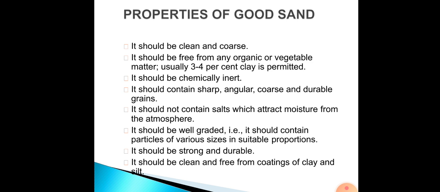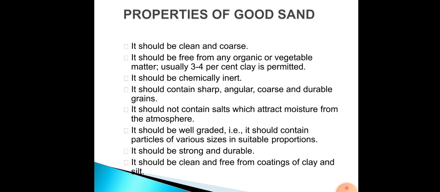Now coming to the properties of good sand. The sand used for construction should be clean and coarse, and must be free from impurities, organic matter or vegetable matter, etc. Normally 3 to 4% of organic matter is permitted, but preferably it should be free from all this. Then it should be chemically inert. Sand should not be chemically active.